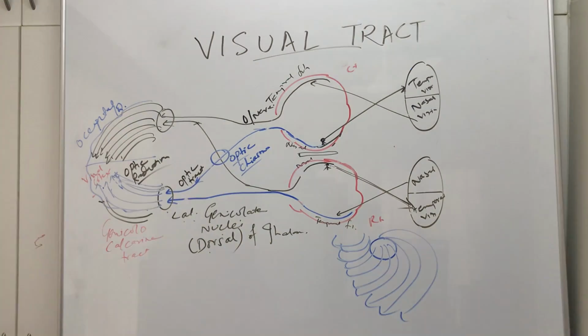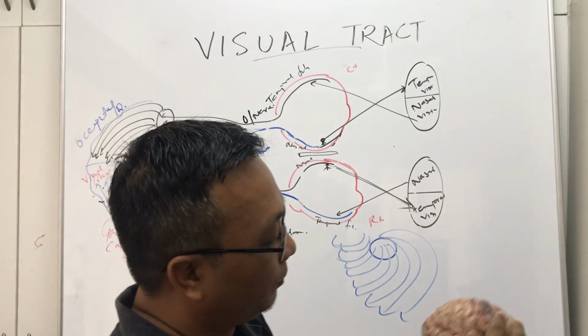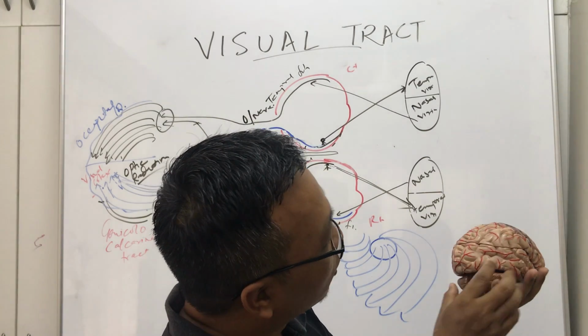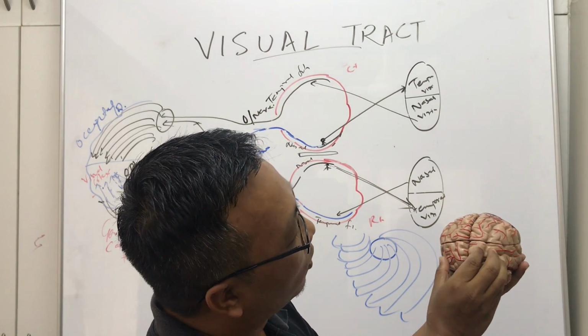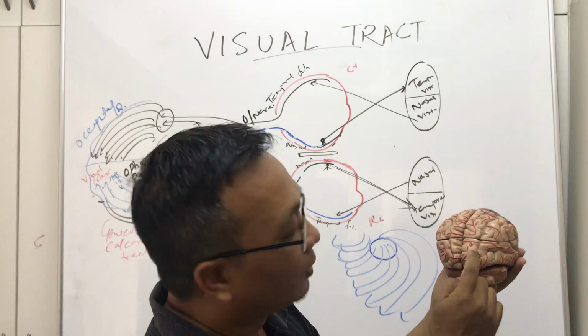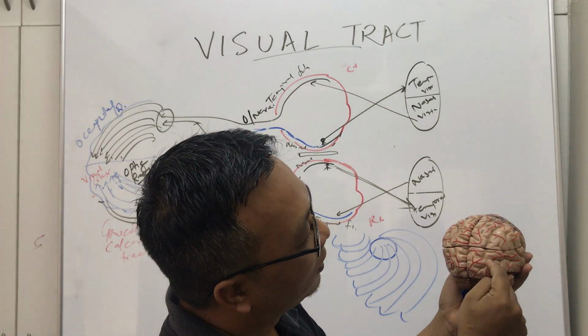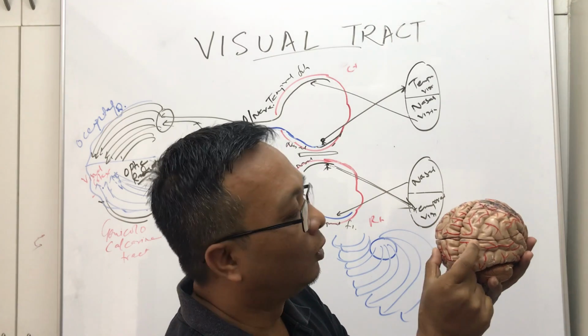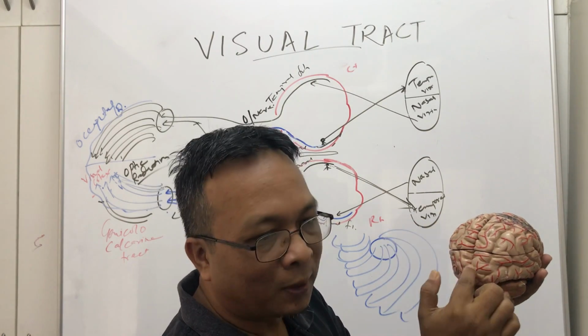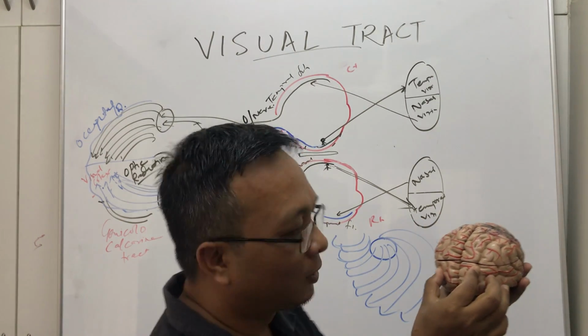Visual cortex is located in the occipital lobe. If you see the occipital lobe here, this part is the occipital lobe, and here is the calcarine fissure. Just above the calcarine fissure, this is the visual cortex.